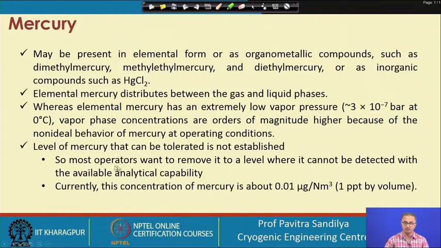Now, most operators want to remove this mercury to the extent that it cannot be detected by the available analytical techniques. So there is no particular level up to which mercury has to be removed, but it depends on how capable we are of detecting the mercury. If we cannot detect it by some available analytical methods, then we assume that we are safe, and the concentration of mercury is to be 1 part per trillion by volume. PPT is 1 part per trillion by volume, that is about 0.01 microgram per normal cubic meter of the gas.